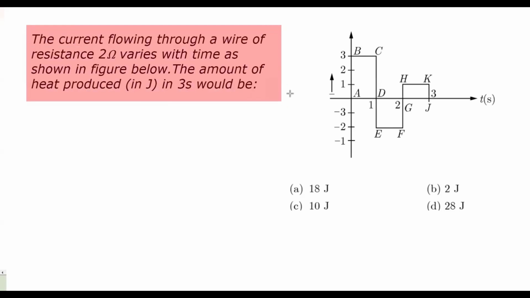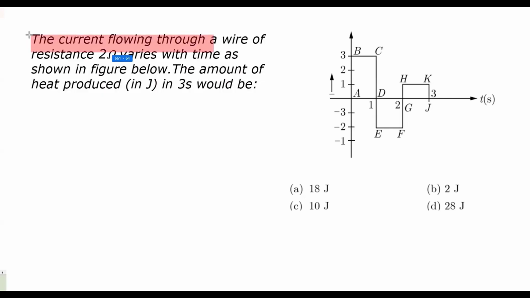In the next question, as you can see, a diagram is given over here. That is a circuit diagram. And it says that the current flowing through the wire of resistance 2 ohm varies with time as shown in the figure. And what we have to find out is the heat produced in 3 seconds. So we are going to apply this relation, that is H is equal to I square RT, right? H is heat produced, that is Joule's law of heating.